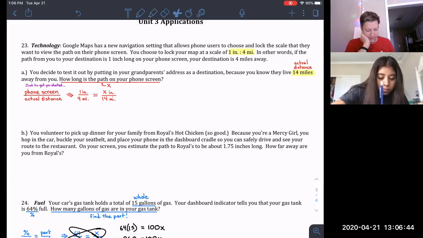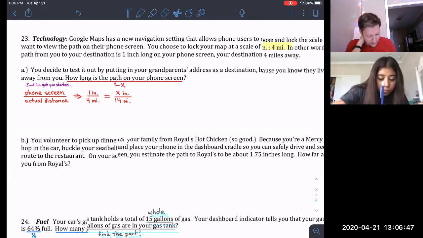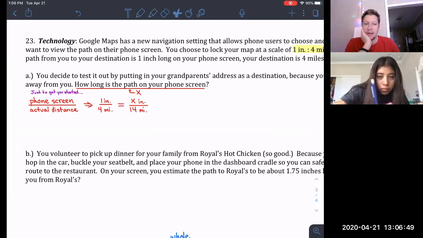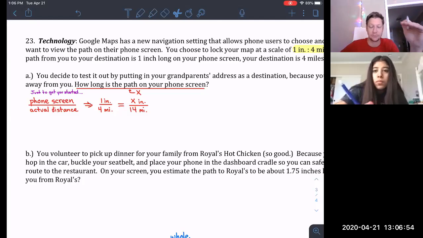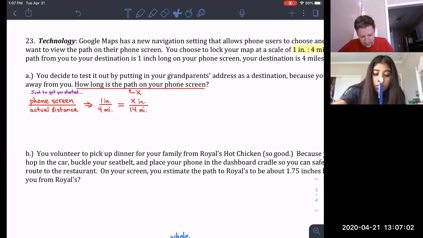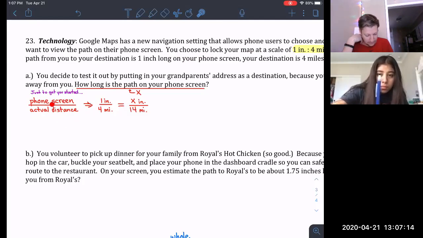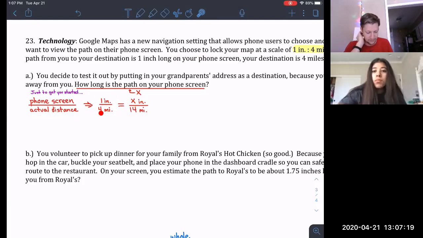So the first thing I got you started off with in part A is that you have to decide how you're going to set up your ratio. You can put actual distance on top and the distance on your phone screen on bottom and it'll still work out the same. It's always a good idea, let me get my laser pointer out, to write this down in words first. Figure out what the story problem's about, write it down in words, and then you know where to put the information from the problem. So if it's a distance on your phone screen, you know it goes on top of the fraction. If it's an actual distance, you know it goes on bottom.